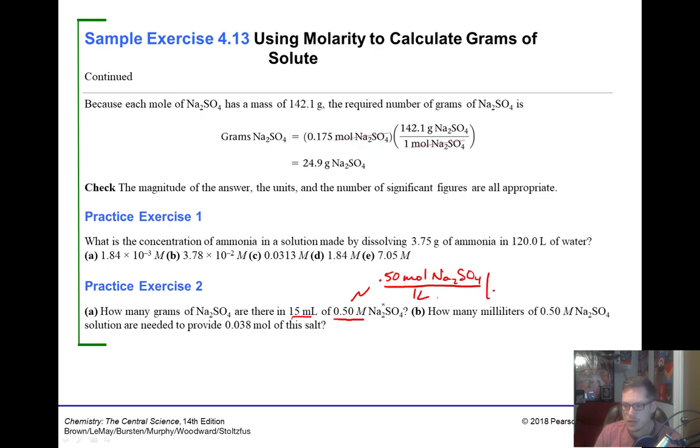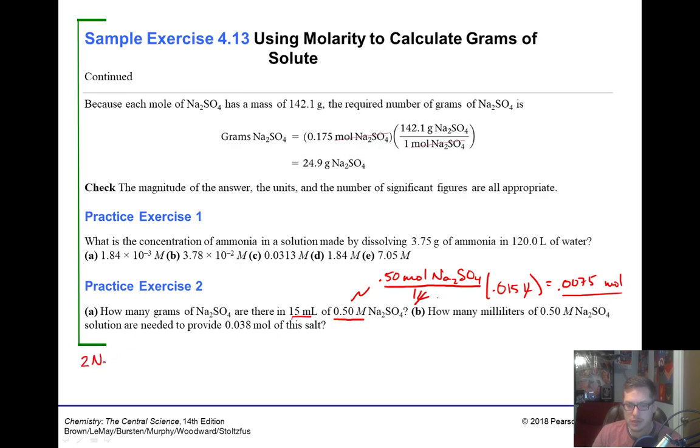So we divide by 1,000, so it'd be 0.015 liters. Our liters cancel, so it'd be 0.5 times 0.015, and we get 0.0075 moles of our sodium sulfate. So that's how many moles of sodium sulfate we have. Now all we have to do to find the grams is convert that using our molar mass, so we have to find the molar mass.